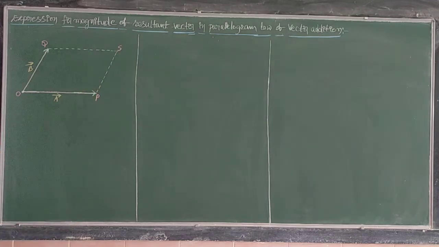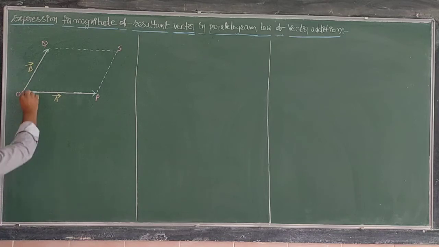Now then, their resultant can be found. What is the angle between the two vectors at this point? At this point, the angle between the two vectors is theta. What is the angle between A bar and B bar? The angle between A bar and B bar is theta.